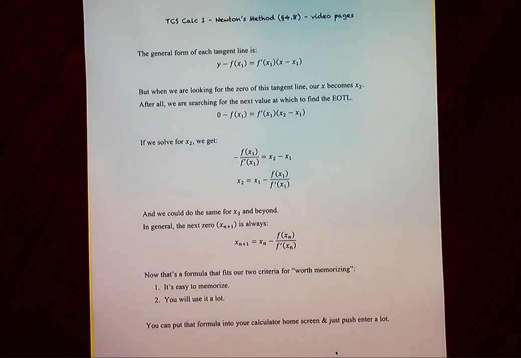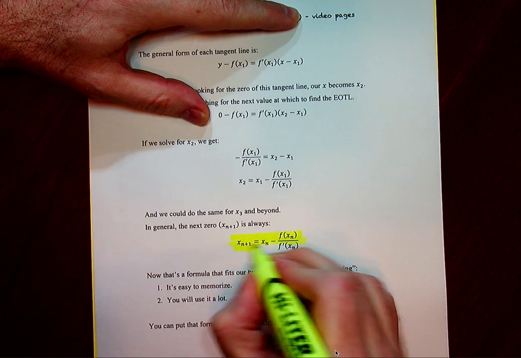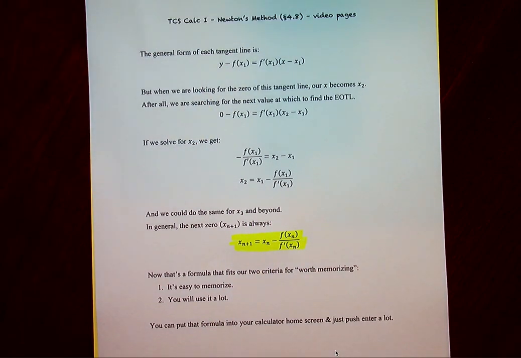So remember, x sub n plus 1 is the next 0, and this is the formula that you need to memorize, okay? Like I said, it's a formula that fits our two criteria for worth memorizing. It's easy to memorize, and you will use it a lot. So what we're going to do is, this is a very calculator dependent one because it's formula based, and let's work through what we're going to do here.